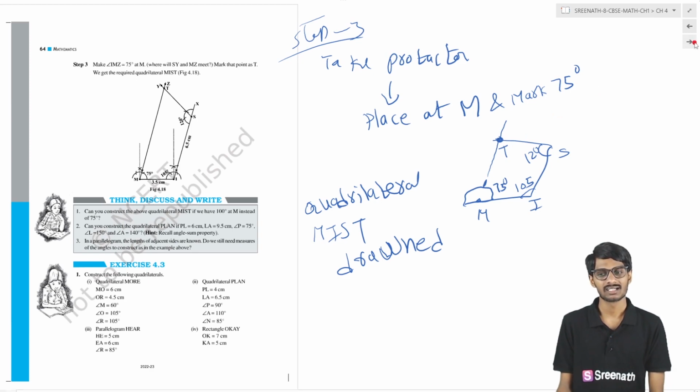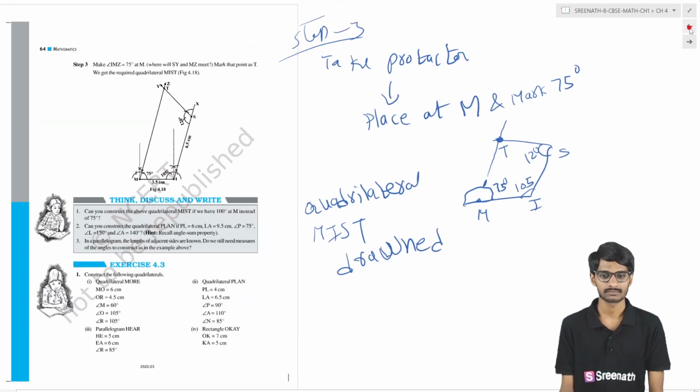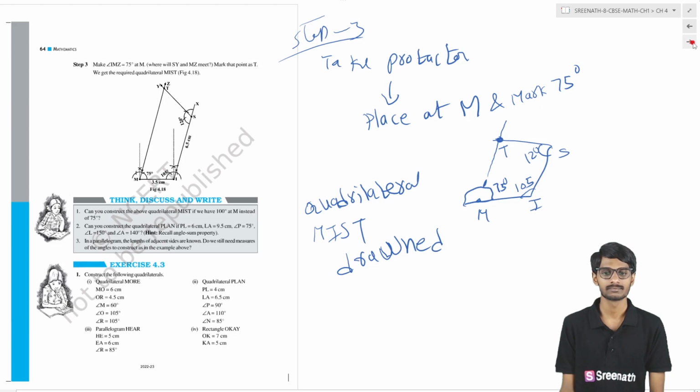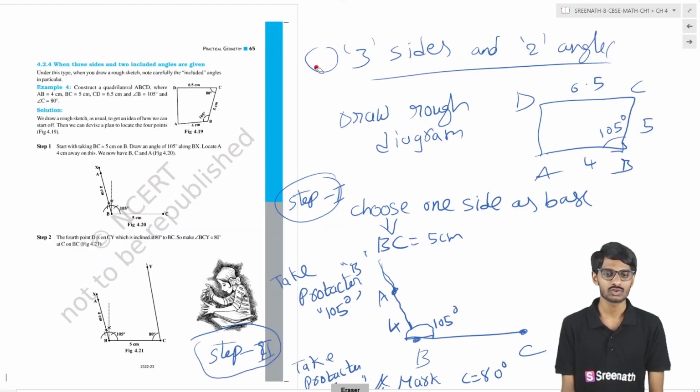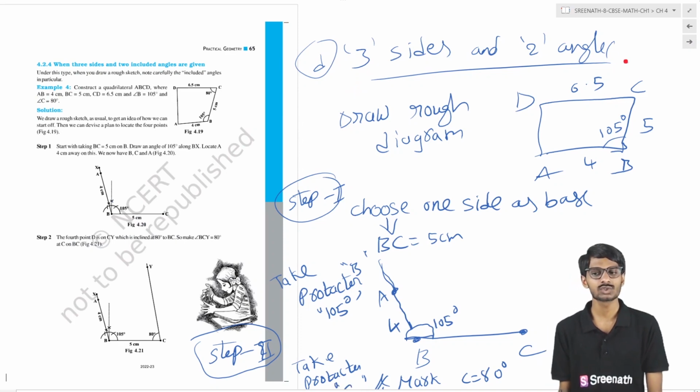Finally, the quadrilateral is drawn, students. In this way you can do it. And what is the third type, when three sides... sorry, this is the third type, this is the fourth type, so you have to write it as D. So the fourth type is when three sides and two angles are given.